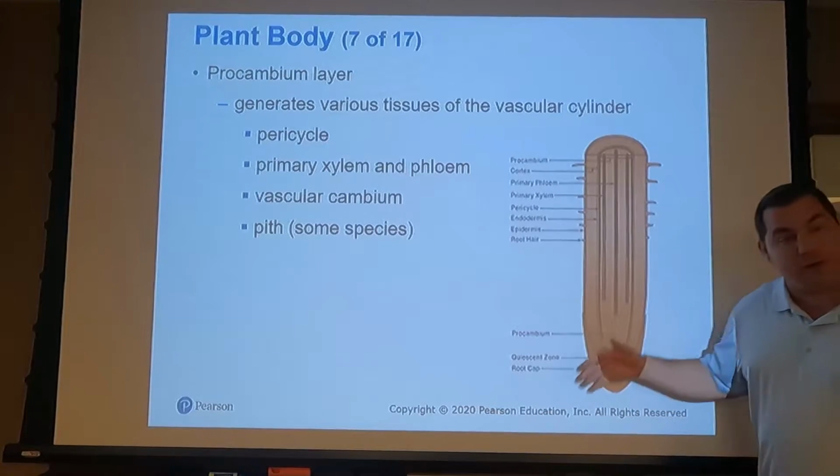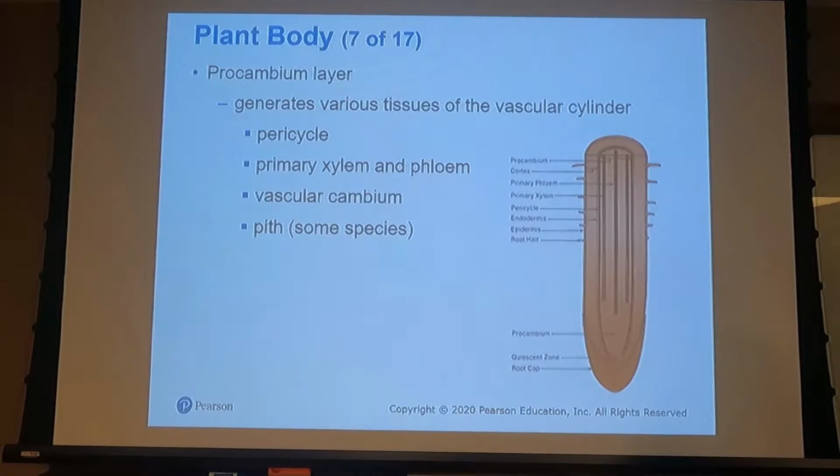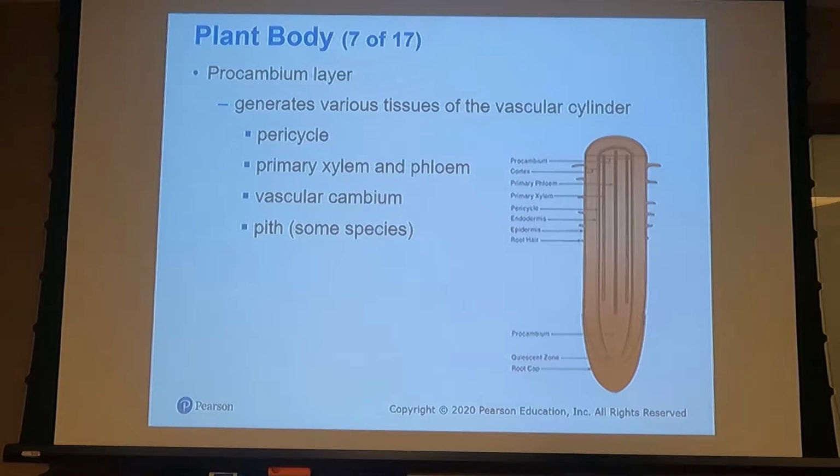So this is like the helmet or the bumper that is going to protect the rest of this tissue as it continues to grow. So the components are the procambium layer, the pericycle, primary xylem and phloem, vascular cambium, and some species have a pith.